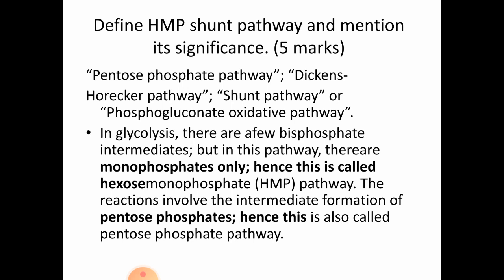Okay, we'll go to the topic. First, the HMP shunt pathway definition you can give. In glycolysis there are a few bisphosphate intermediates, but in this pathway they are bypassed, and only monophosphates are formed. That's why it is called the HMP pathway. Since the reactions involve the intermediate formation of pentose phosphate, it is also called the pentose phosphate pathway.